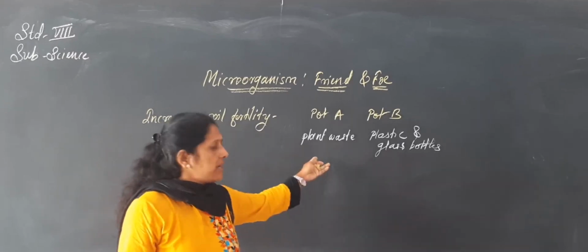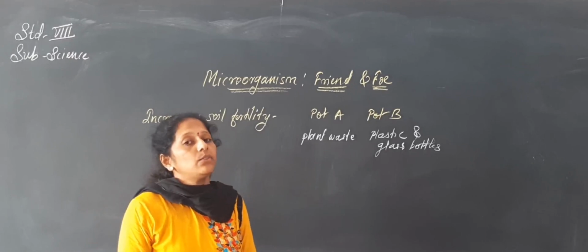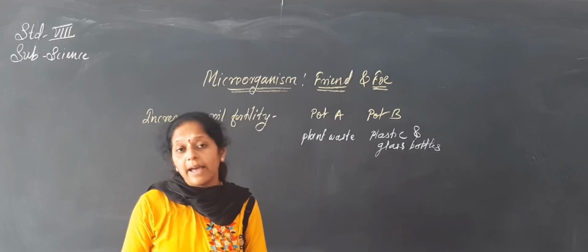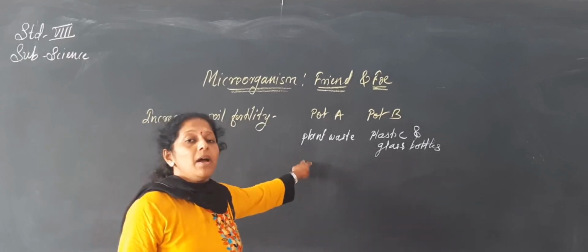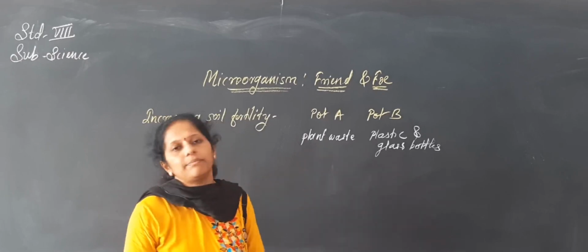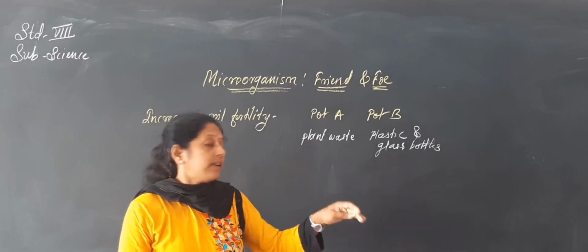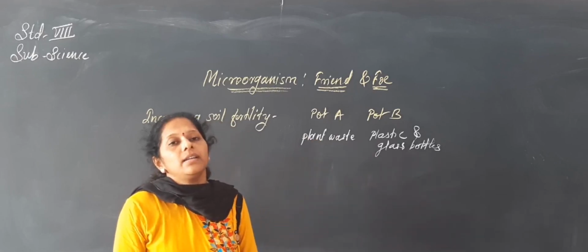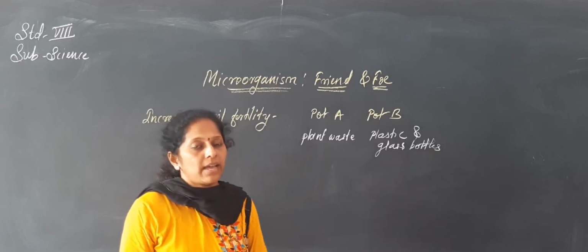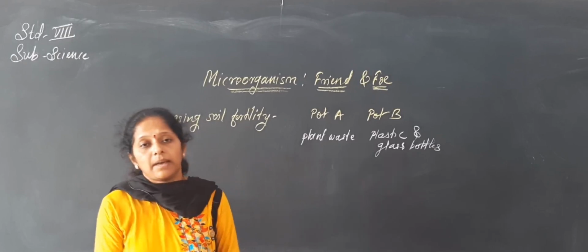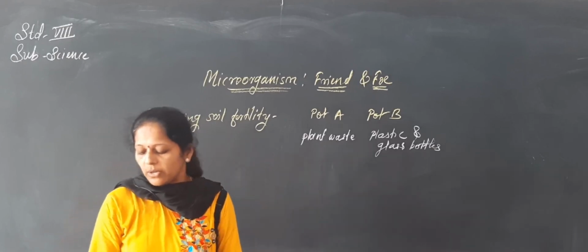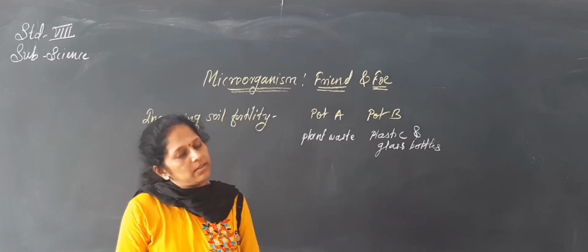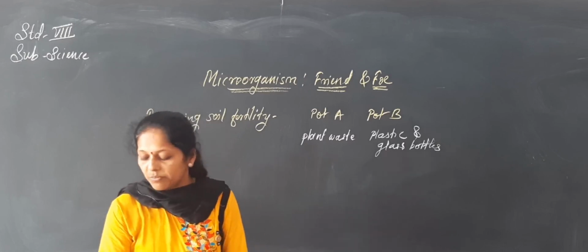You observe that the plant waste is no longer there; it has decomposed. But the plastic and glass bottles are still there as they are, because the action of microorganisms takes place on the plant waste added in pot A. In pot B, the microorganisms do not act on the plastic and glass bottles, so they do not decompose. The plant waste converts into manure, which is very good for the growth of the plant and the crop.